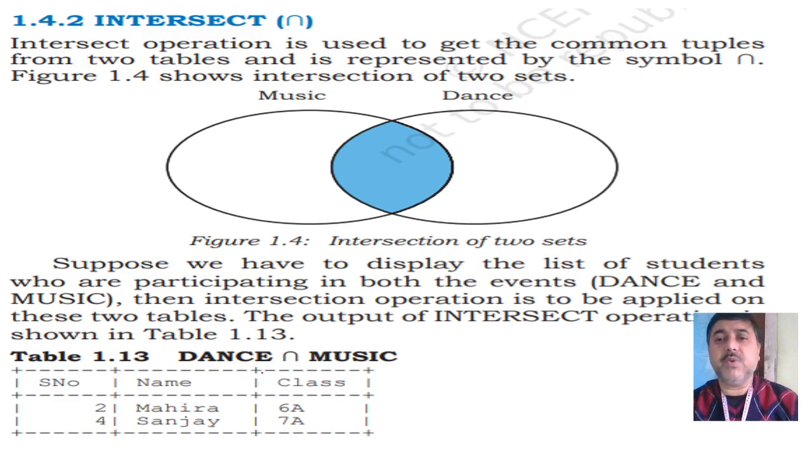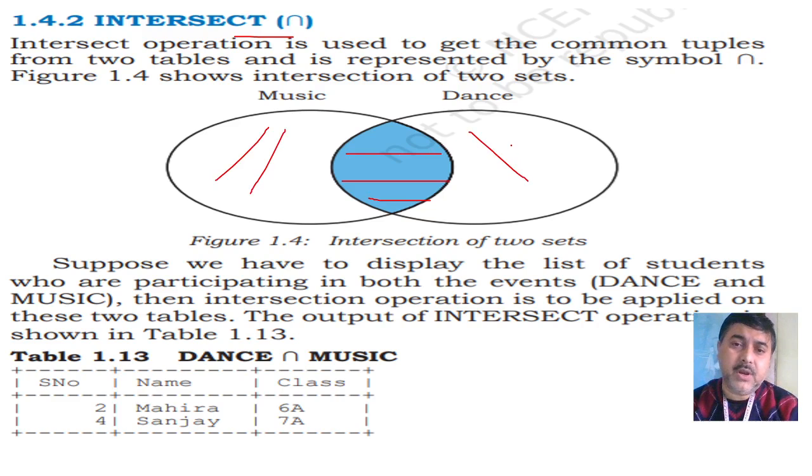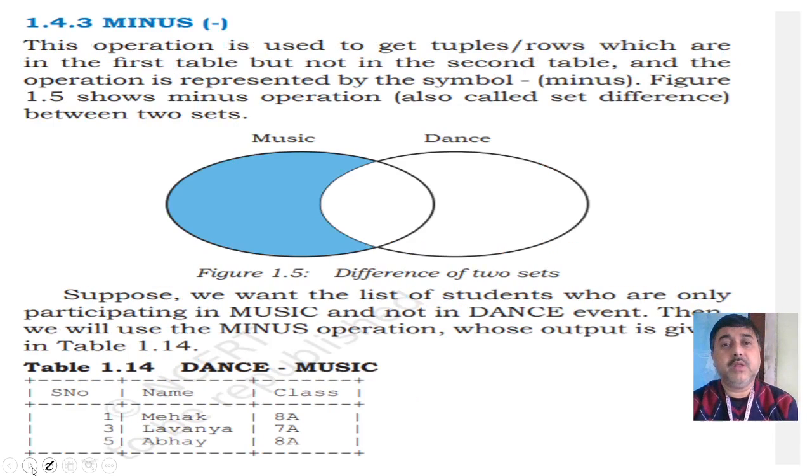Now intersection means the command where we intersect only the area which is common. Only the common area will be shown in the intersection. So this is the common field, and this other area will not be shown. That means for the dance and music tables, as we have seen, only the common values are replicated here. So this is the way we find it.